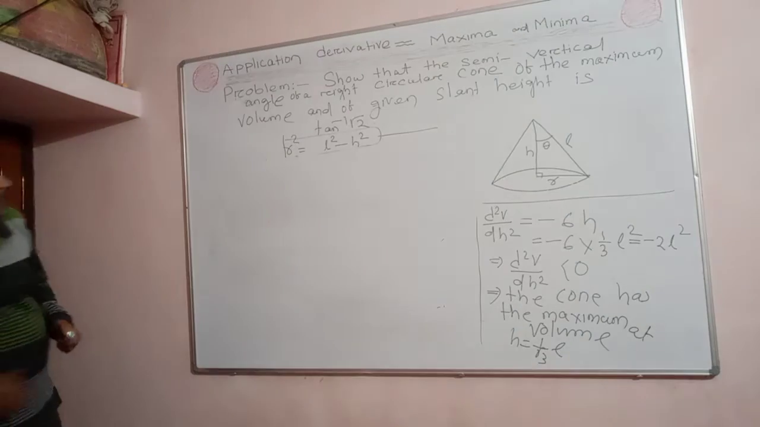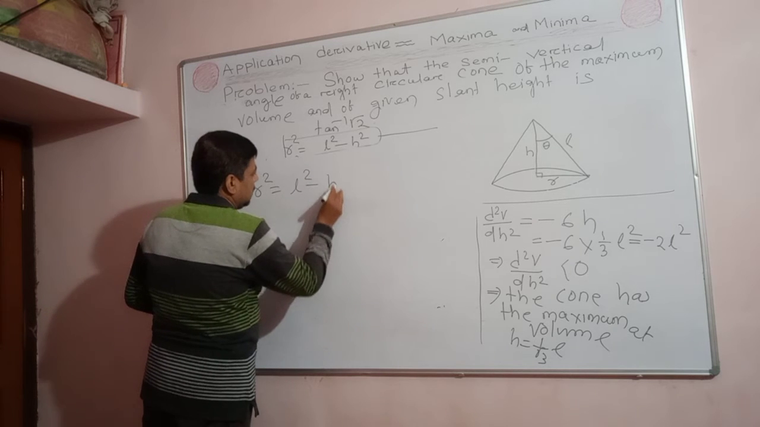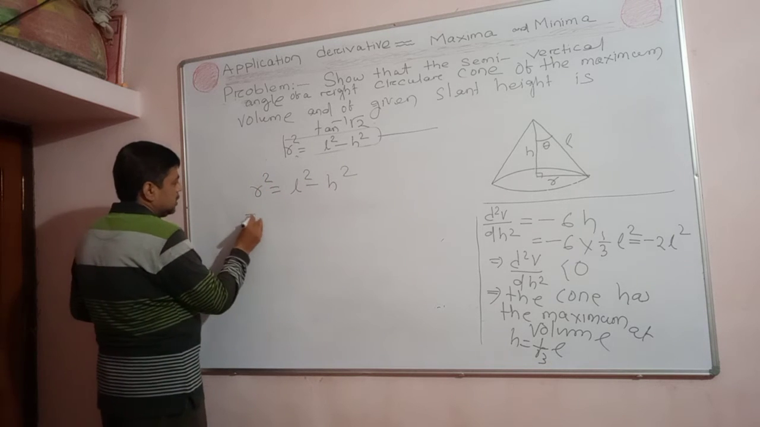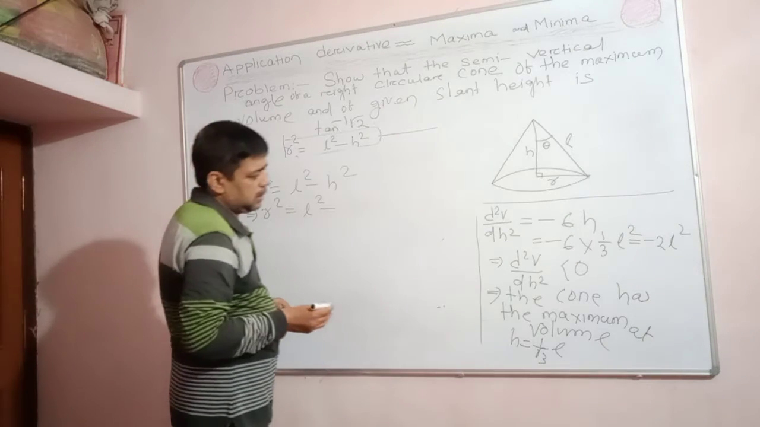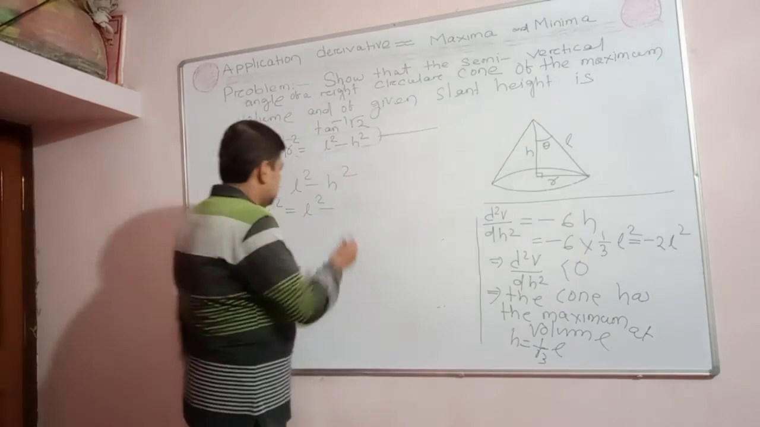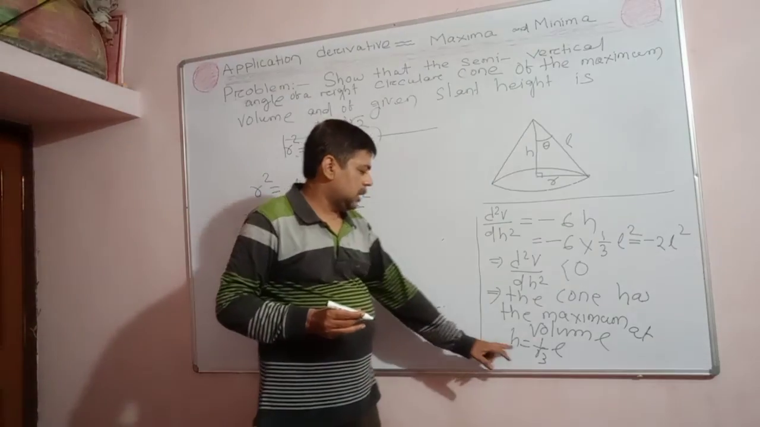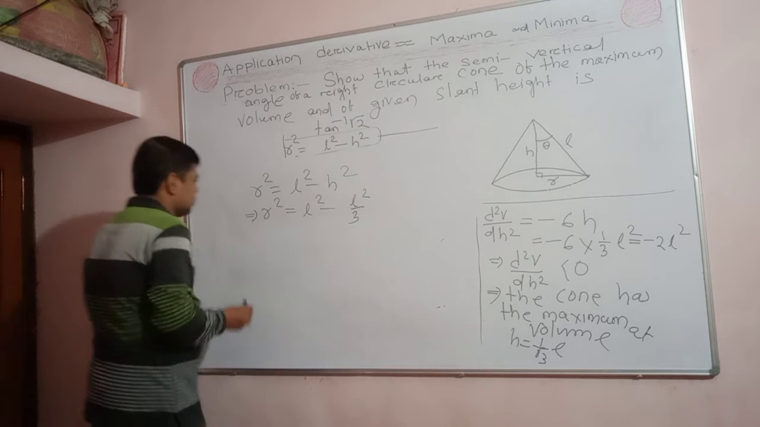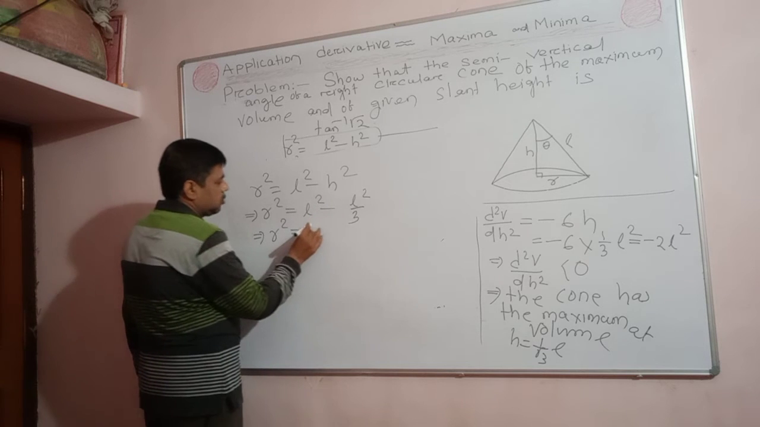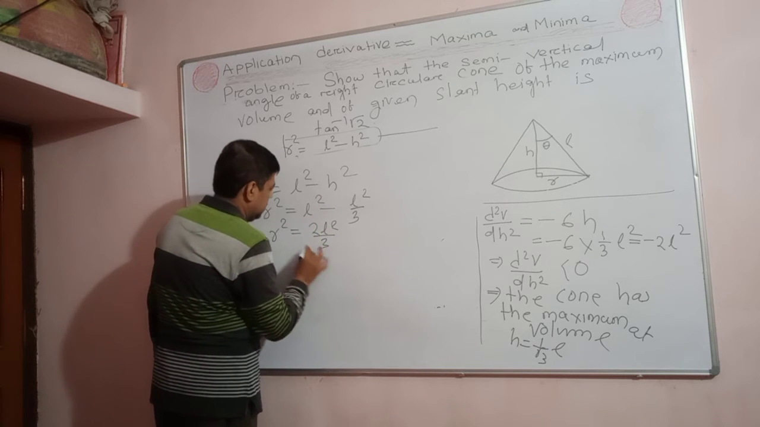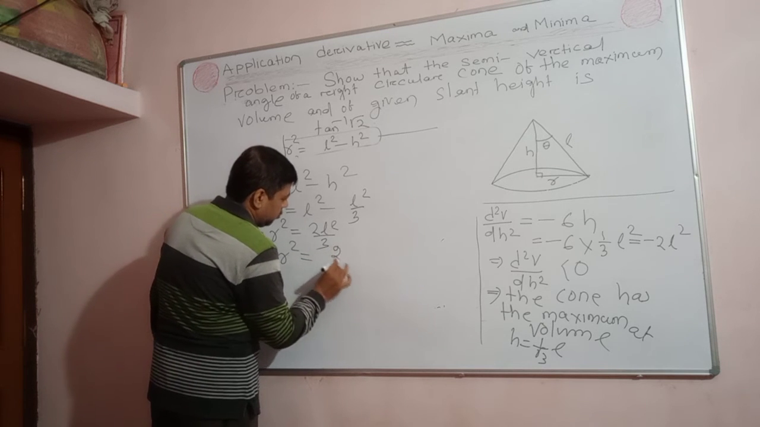Now let's see. R square is equal to L square minus H square. What is the value of H square? H is equal to L by root 3, so H square is equal to L square by 3. That implies R square is equal to 3L square minus L square, which is 2L square by 3, so R square is equal to 2 into L square by 3.